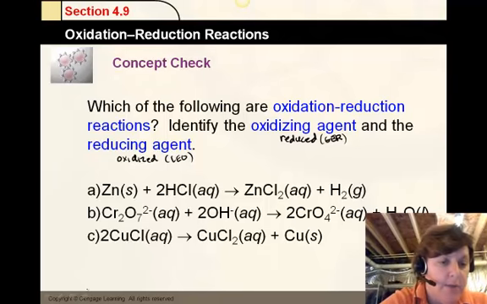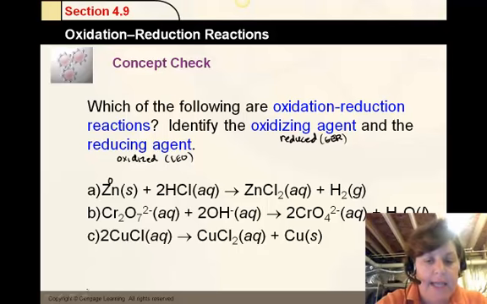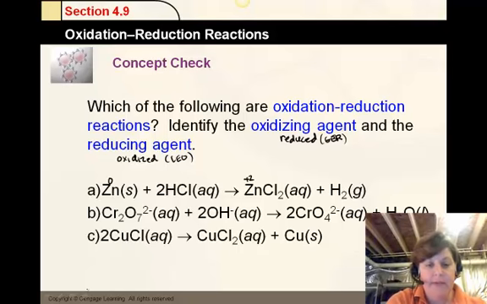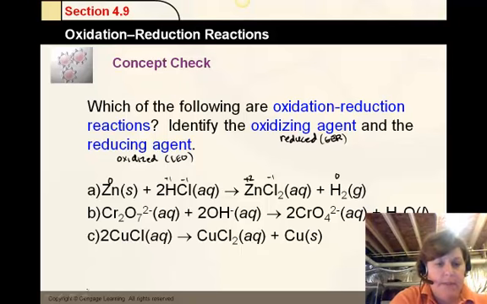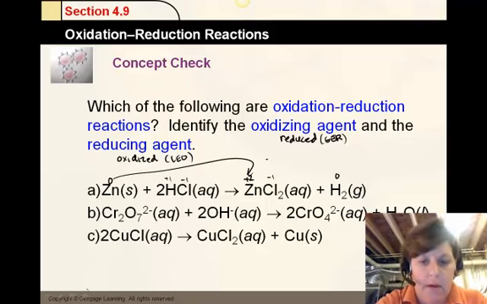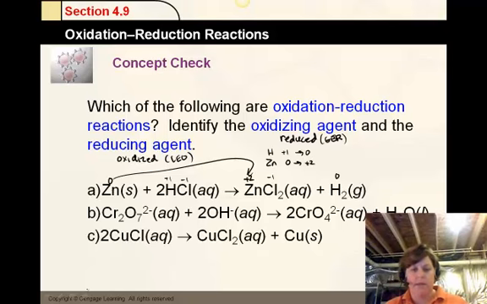This first one I can see is a redox already because here's an element that has a charge of 0, and zinc in this compound, zinc chloride, has a +2 charge. So that obviously has changed. Chlorine has not changed because it's -1 and it still remains -1, and hydrogen is a +1, and here as an element, or as a diatomic molecule, it is 0. So zinc went from 0 to +2, and hydrogen went from +1 to 0.